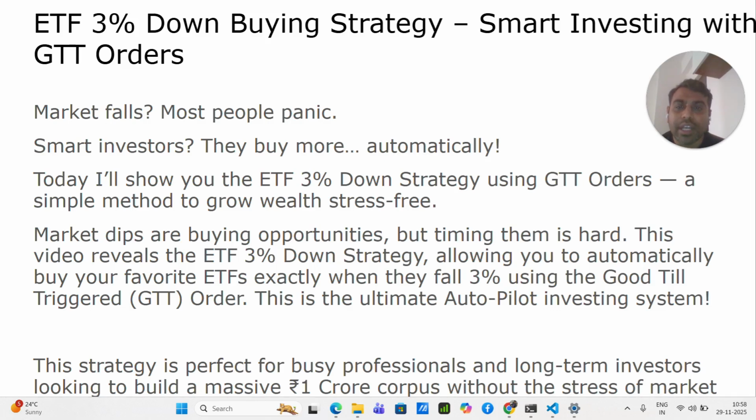In the previous lecture, we learned how to automate our investment. So, in this lecture, we will continue with our new strategy, that is the ETF 3% down buying strategy. We will discuss in detail how we can invest on a 3% down using a GTT order. This is one of the best, powerful, long-term, smart investing strategies with a GTT order. Every broker provides that GTT order. So let us discuss in detail.